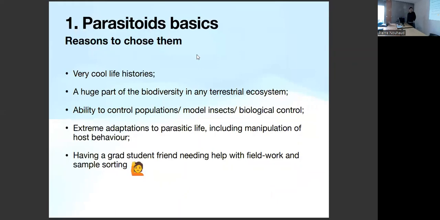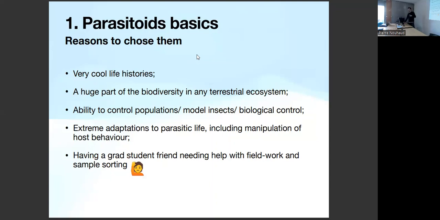And so I think there are many reasons to study them, right? They're very cool biologies, with their diversity and the capacity of manipulating their hosts. But actually, the thing that made me start studying them was that I had a friend that needed help in her grad studies. So I went for field work and sample sorting, and I came to know the parasitoids because we actually don't know them in the undergrad studies, right?